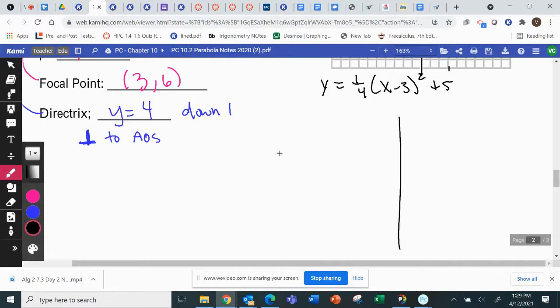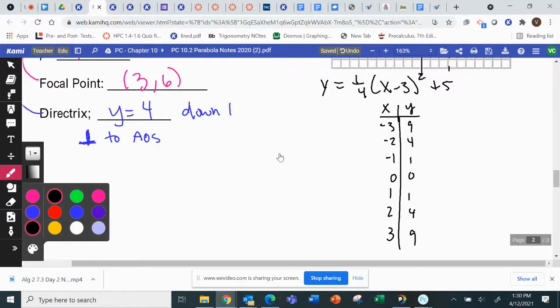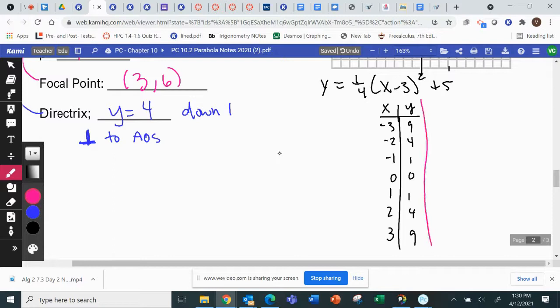So my transformation table, we start with parent function points. -3, -2, -1, 0, 1, 2, 3, and then square all those. 9, 4, 1, 0, 1, 4, 9. Those are the parent function points. And then that 1/4 is affecting the y's. So we multiply by 1/4. That's a shrink. So I get 9/4, 1, 1/4, 0, 1/4, 1, 9/4.